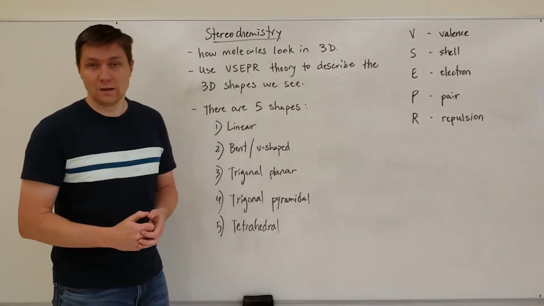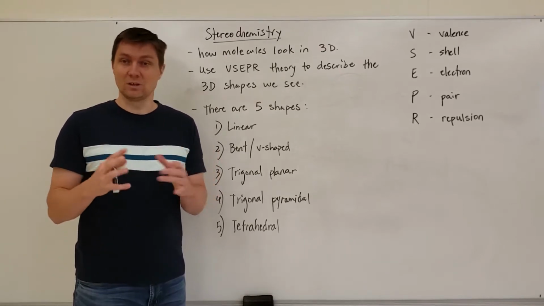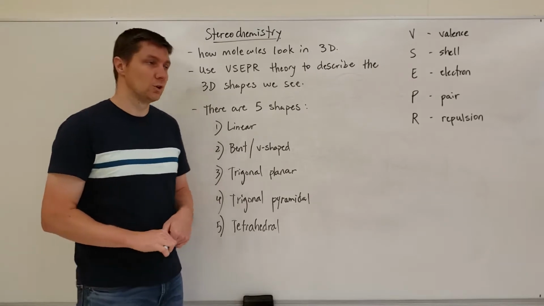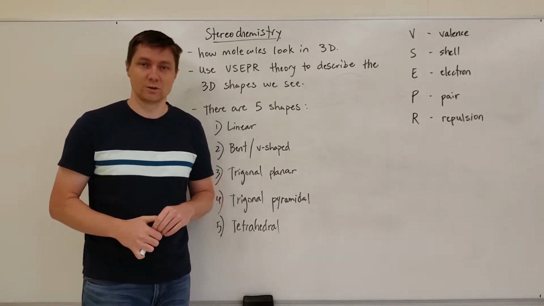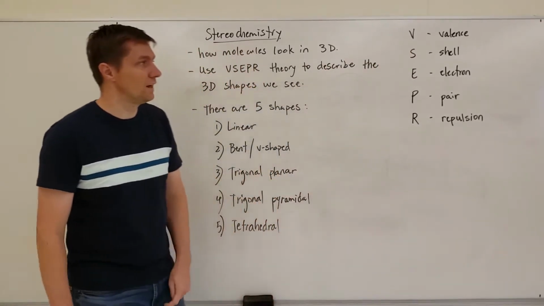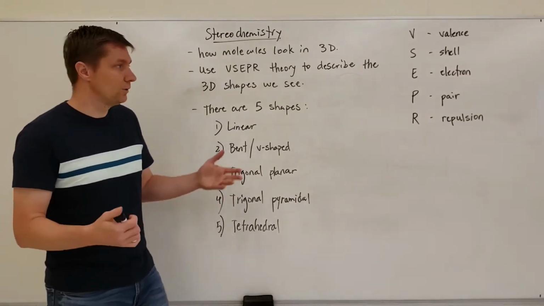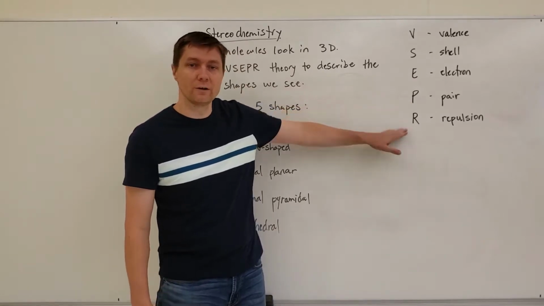Because these bonds are made out of electrons, and these electrons don't like to be close to each other, they have 3D space to orient themselves. What we use is something called VSEPR Theory to describe what these 3D shapes are going to be. VSEPR is just an acronym, and I've written out on the side, Valence Shell Electron Pair Repulsion Theory. All it really means is that we have these electron pairs and they repel each other.